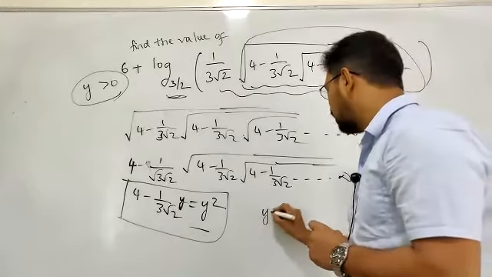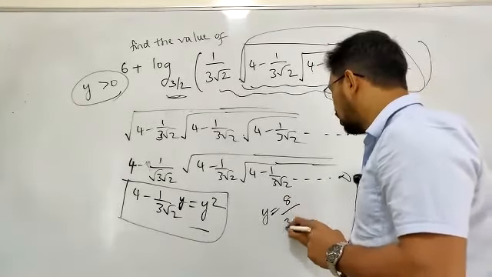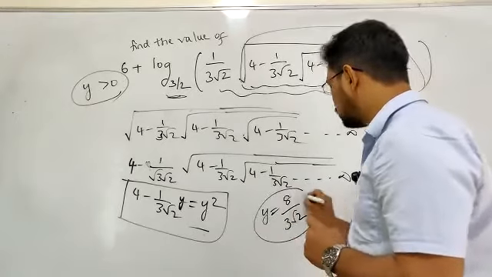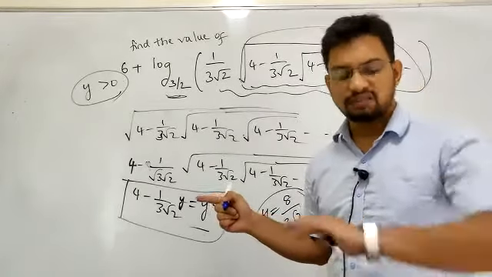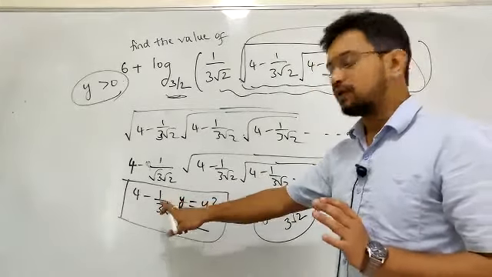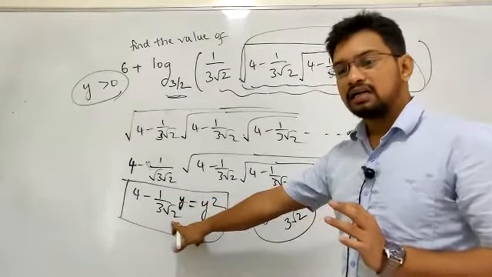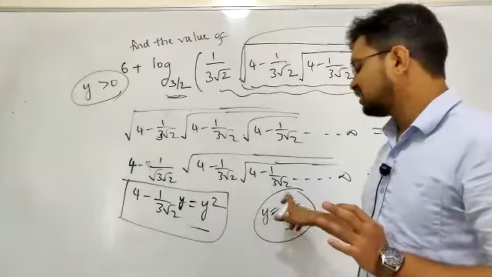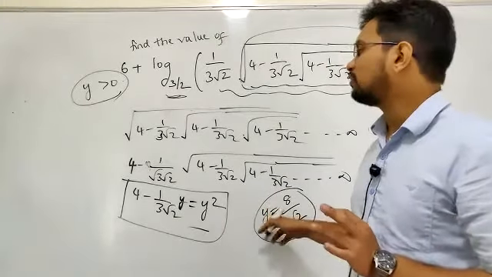So I think you'll be getting something like y is equal to 8 by 3 root 2. You can solve; I'm not solving this because I'm trying to save some time. If I'm finding the root, you'll be getting y is equal to 8 by 3 root 2. That is the positive part which you have to consider.